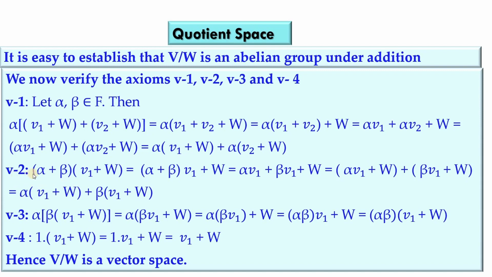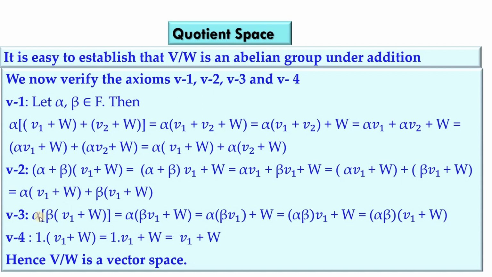Now for the second one, what we are trying to prove is (alpha plus beta)(v1 plus W) is alpha (v1 plus W) plus beta (v1 plus W). So for that we consider this expression. Using scalar multiplication in V mod W, we have this step. And V being a vector space, using the second axiom, namely V2, we get this step. And using again the addition defined in V mod W, we can rewrite this as alpha (v1 plus W) plus beta (v1 plus W). Again using scalar multiplication in V mod W, from this step we get this. So that is what we want actually.